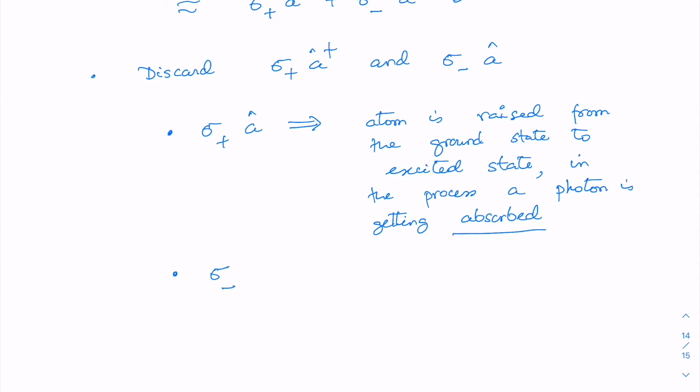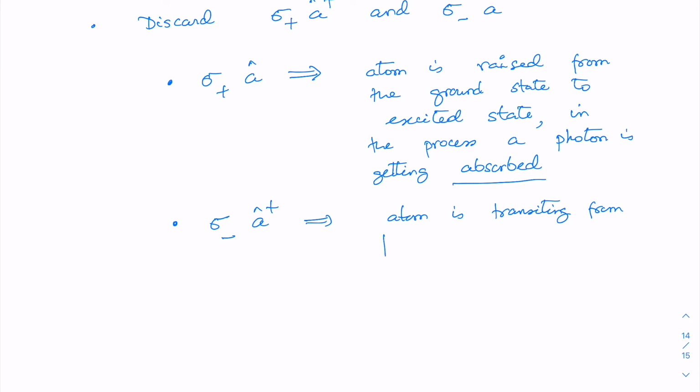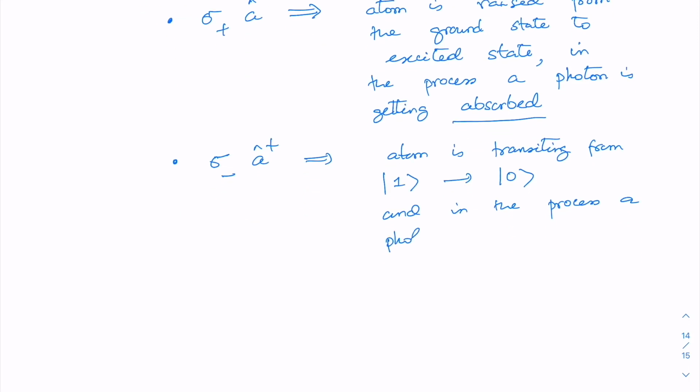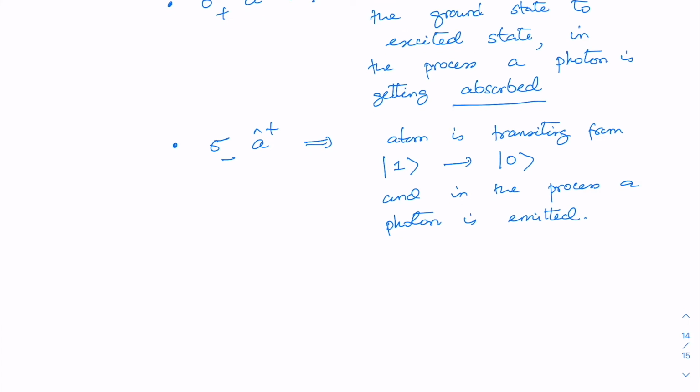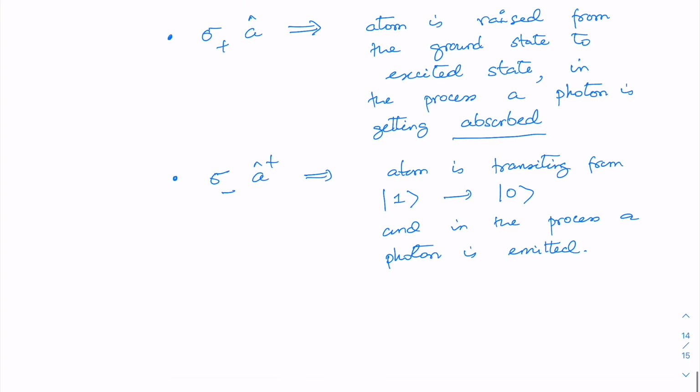Similarly, in sigma minus A dagger, the atom is getting lowered, transiting from the excited state to the ground state, and in the process a photon is getting created, a photon is emitted. A creation of a photon is happening, a microwave photon in the case of our system, a transmission line resonator interacting with a Cooper pair box. So this is very reasonable.